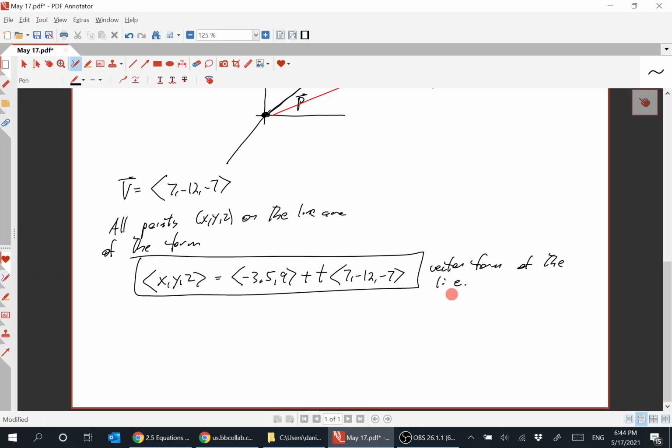Vector equation of the line. For the parametric equations, you just write x, y, and z separately. So x is equal to -3 plus 7t. Y is equal to 5 minus 12t. Z is equal to 9 minus 7t. So those are the parametric equations. That's the most useful form.